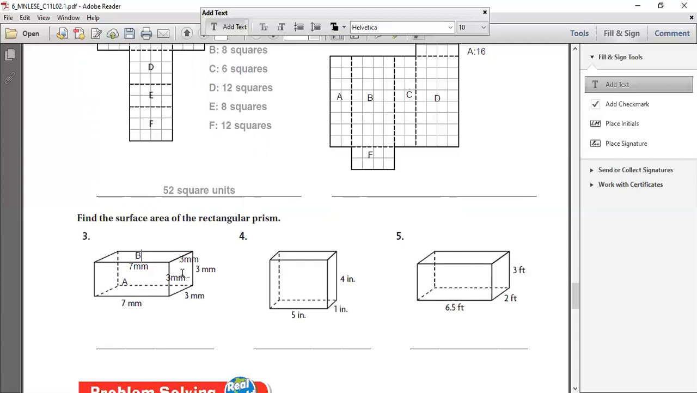So you will find the area of A, that is 7 multiplied by 3, and then multiplied by 2. Then find the area of B, which is again 7 multiplied by 3, and then multiplied by 2. Then find the area of C, which is 3 multiplied by 3, and then multiplied by 2. Finally, you will add them all up. So hopefully you girls will do it correctly. And wait for the answers in tomorrow's video.